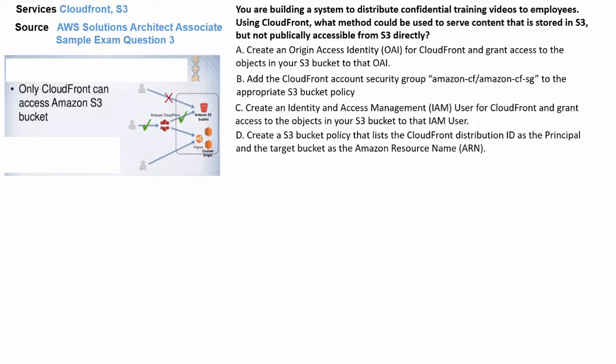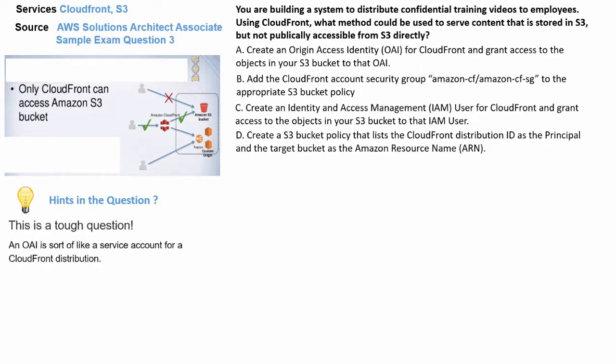So as always, if you don't understand a question and you're not sure, I like to try and look for some hints in the question. So let's just take the first answer, A. It's a tough question, as I've already previously stated. So what is an origin access identity? I guess that's the first thing we need to understand. So for the answer for A, an OAI is sort of like an account for a CloudFront distribution. So that's its definition. That to me sounds like definitely that answer cannot be ruled out at the moment. So A is up there as a candidate. So next up, in B, they talk about the CloudFront account security group, Amazon CFG, doesn't really matter what it's called, to the appropriate S3 bucket policy.